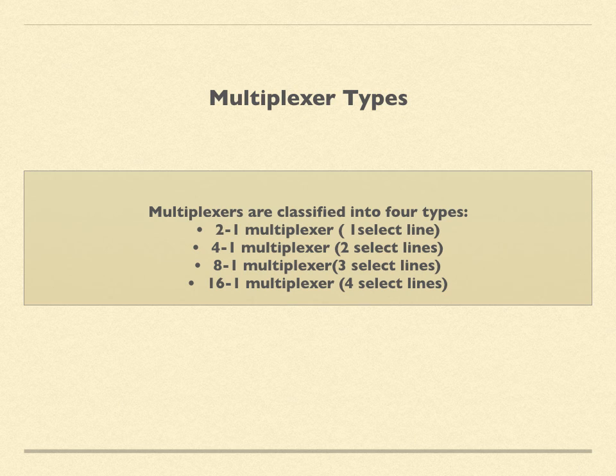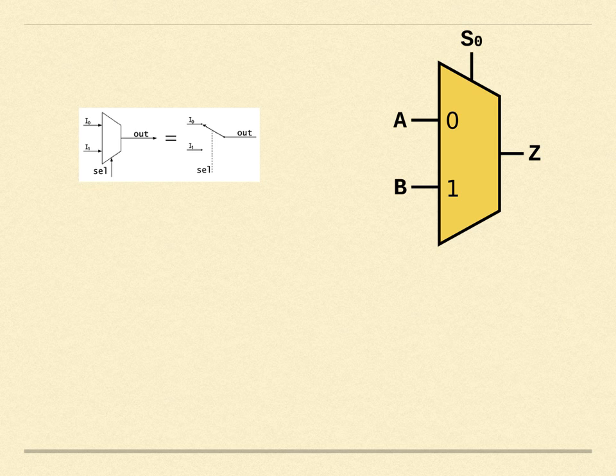Multiplexer types. There are different multiplexers. The majority are of 4 types: 2:1 multiplexer, 1 select line; 4:1 multiplexer, 2 select lines; 8:1 multiplexer, 3 select lines; 16:1 multiplexer, 4 select lines. This is a 2:1 multiplexer.